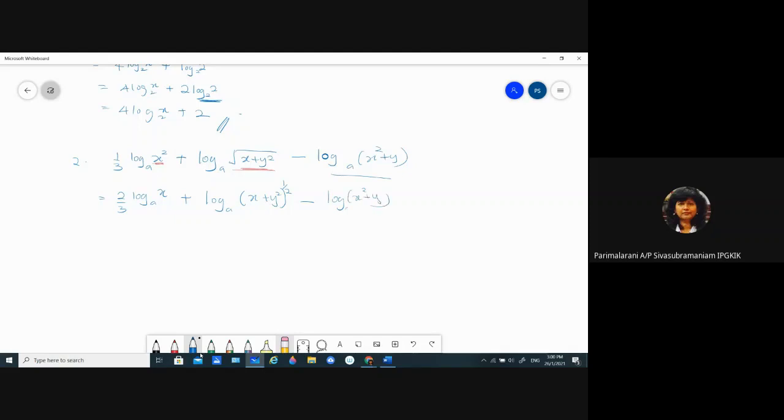So this is 2 over 3 log x base a. This half, we can bring it to the front, plus half log (x plus y) square base a, minus log (x square plus y) base a. So these two are different terms: this x plus y square, this x square plus y. So we cannot add or minus anything here.